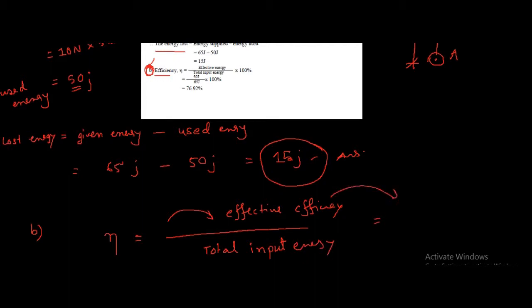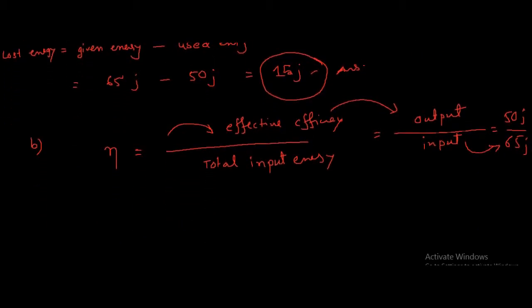If we write it in simple form, we can say output by input. So what is my output? My output is 50 joule and my input is 65 joule. Okay, and efficiency is always expressed as a percentage.